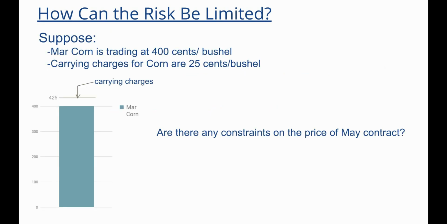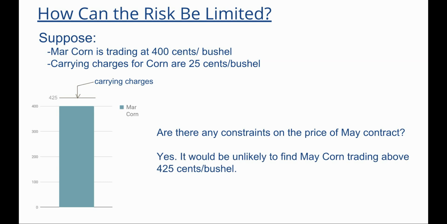Suppose March corn is trading at 400 cents per bushel and the carrying charges from March to May are 25 cents per bushel. Are there any constraints on the price of the May contract? The answer is yes. It would be very unusual for the price of the May contract to be any higher than the price of the March contract plus the carrying charges.